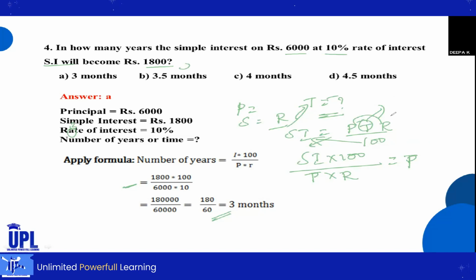So what do we have to do here? SI is 1,800, that means 1,800 into 100 divided by P into R, and we have to calculate T. The rate of interest is 10% and the principal is 6,000. This is our T. Simplify this: cancel the zeros, and 6 into 3 is 18. So what is our T? T will be 3 months.